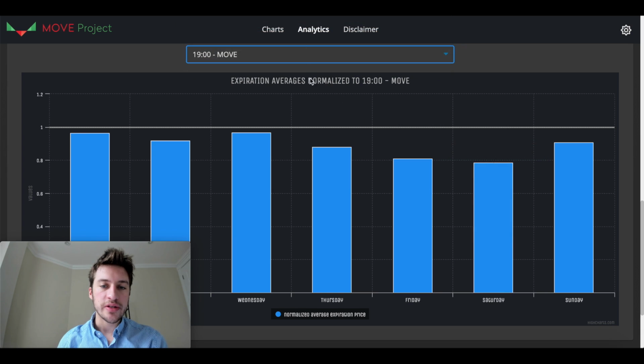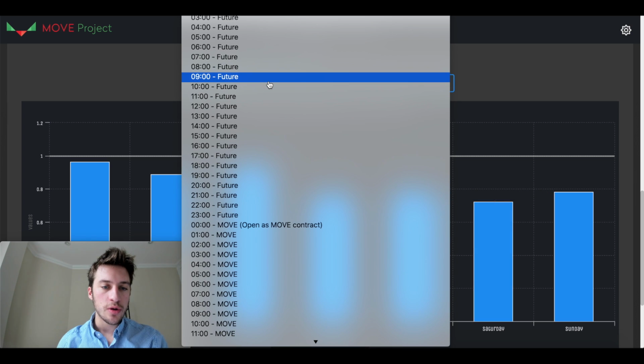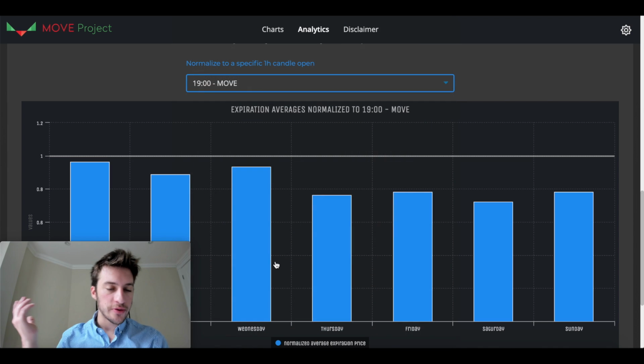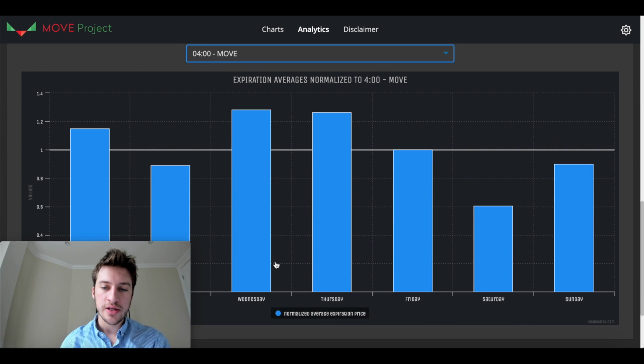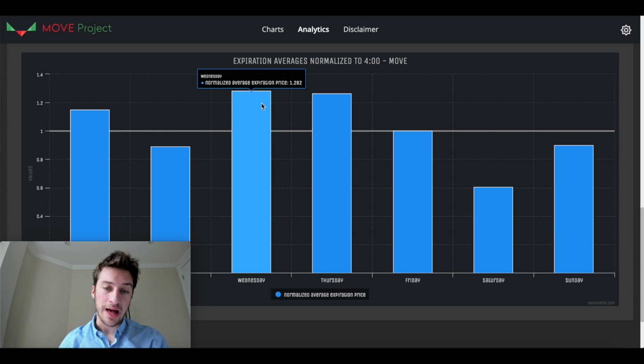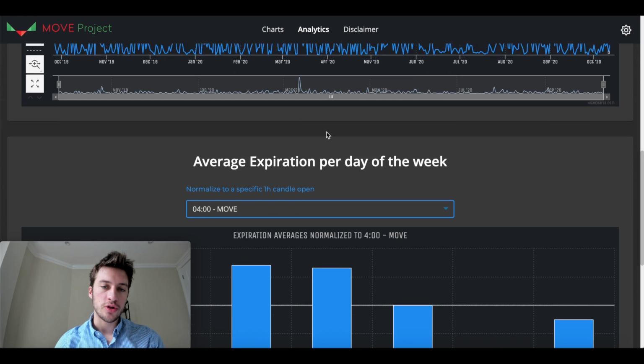But if you were to short this, let's say at 19 o'clock, you would make even more money here. But again, let's go back to going long. If we go to, let's say, 4 hours after MOVE contracts get a strike price, you can see that the best possible thing you can do is on a Wednesday, buying has amazing expected value. So that's something that I like to do with expiration normalized.